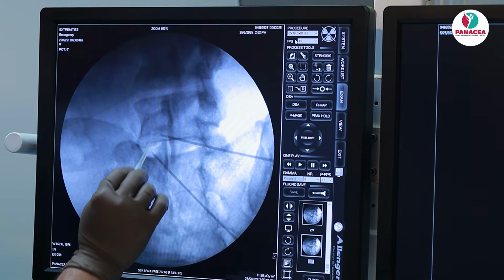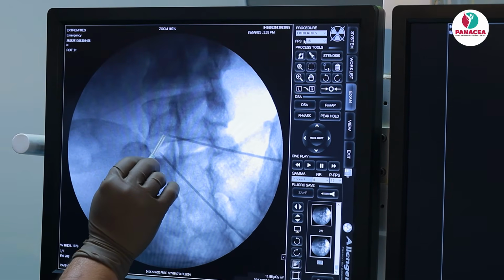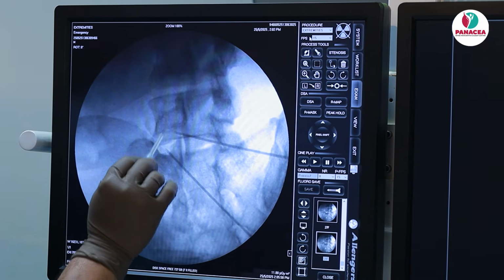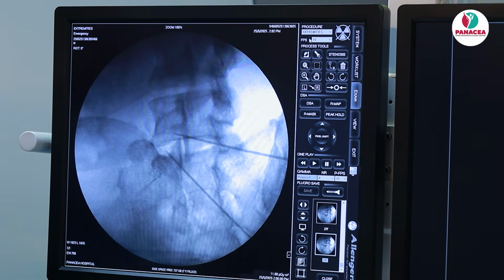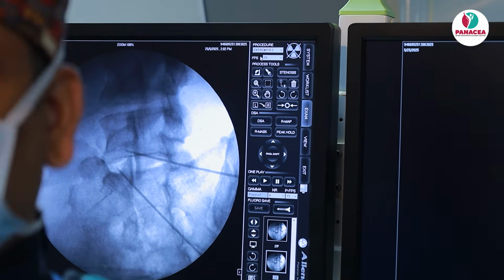So you look at here, the two needles are placed. This is for transforaminal, this is for subpedicular approach. Now we will give local infiltration and do the procedure. And the procedure is being done by Dr. P, she is a pain interventionist at Panacea Spine Pain Ortho Sleep Center.